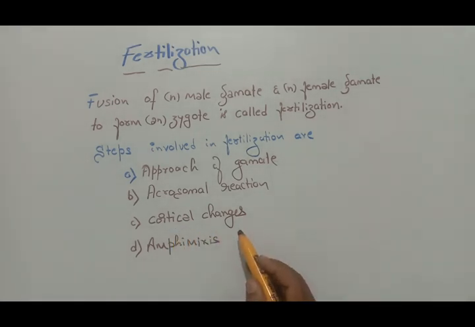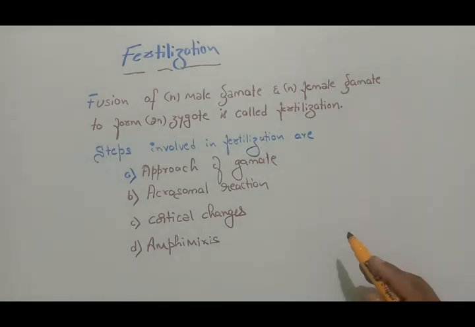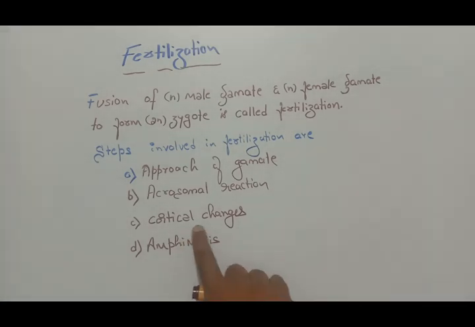One more time, as we know, what is cortical changes? Cortical changes take place in the egg. The entry of sperm induces changes in the egg membrane, which blocks the remaining sperms from entering. Only one sperm can enter the egg. The remaining sperms are blocked, and that is nothing but cortical changes.